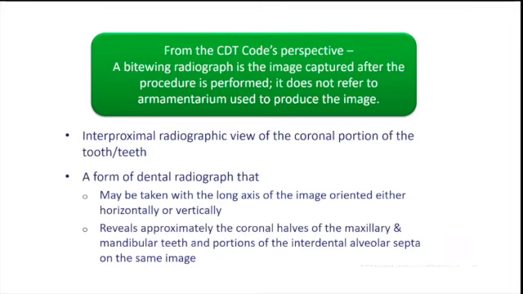So it's an interproximal radiographic view of the coronal portions of the teeth, and it is a form of a dental radiograph that may be taken with the long axis of the image oriented either horizontally or vertically, and it reveals approximately the coronal halves of the maxillary and mandibular teeth and portions of the interdental alveolar septa on the same image. This is not saying that it is the armamentarium. You don't have to use a bite wing tab or a number 2 or number 1 film to capture this. And it can be captured by these machines.